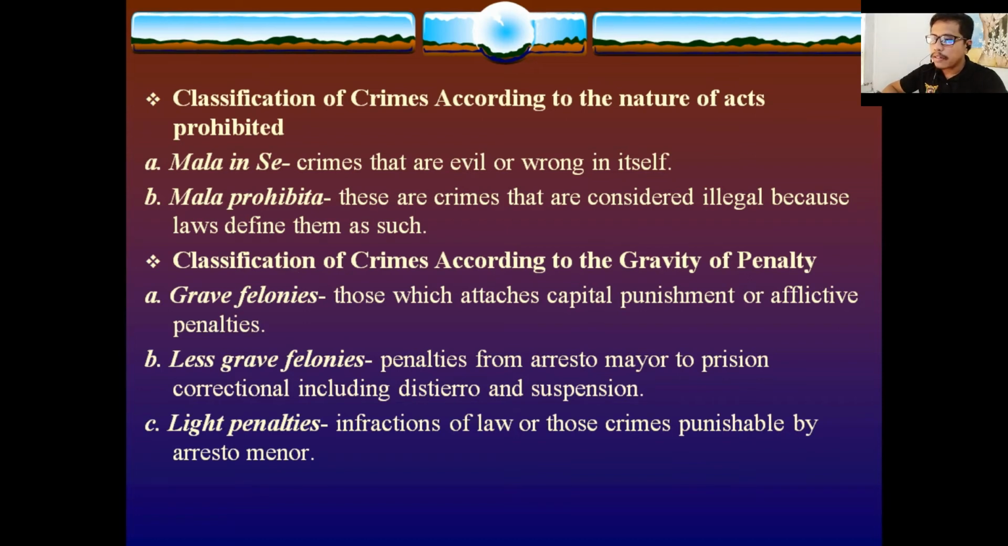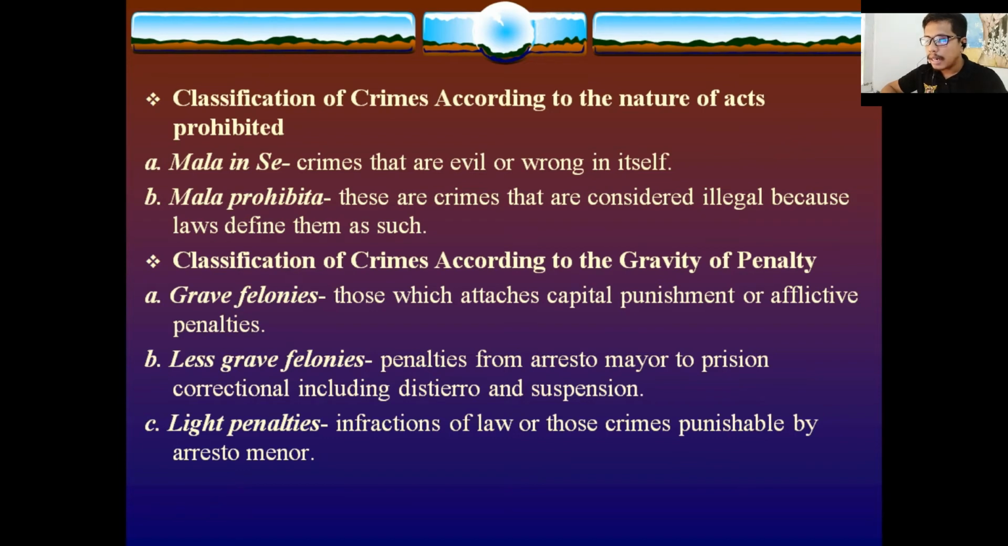We also have classification of crimes according to the gravity of penalty. It could be grave felony, less grave felony, and light penalty. We will start with the bottom, the light penalties. Infractions of law, or those crimes punishable by arresto menor. What is arresto menor? Arresto menor is 1 day to 30 days. So if a particular crime is punishable by 1 day to 30 days, it shall be considered under light penalties. Okay? Less grave felonies are penalties from arresto mayor to prision correccional, including destierro and suspension.